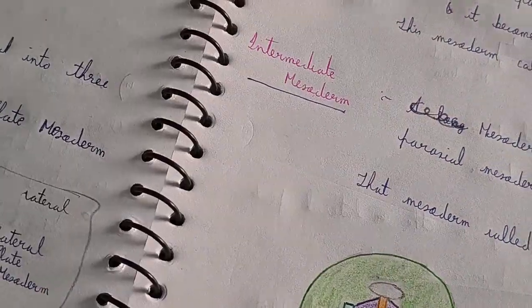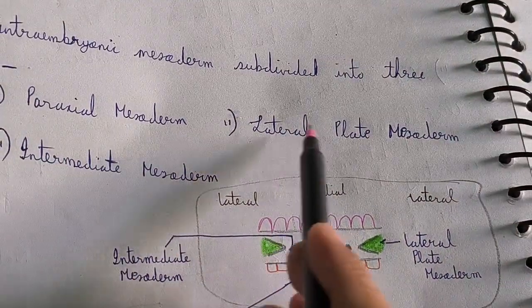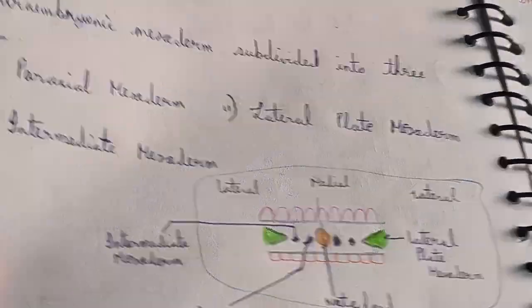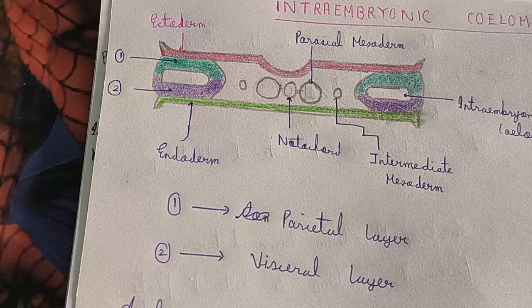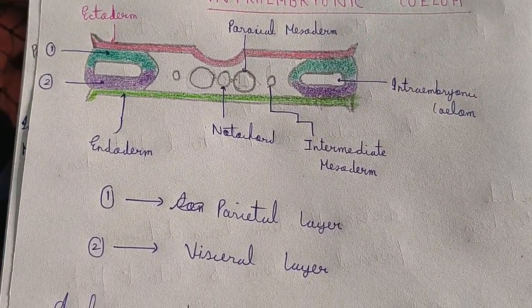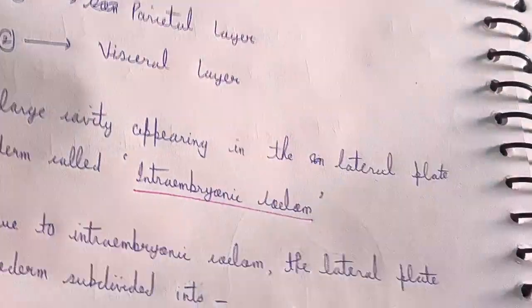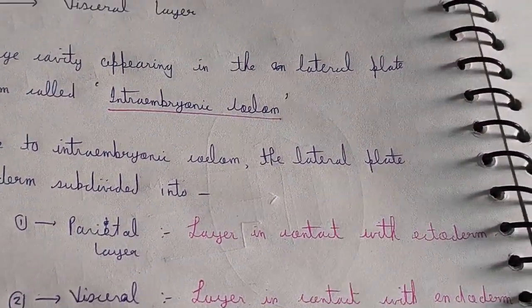Next we studied the subdivisions of the intraembryonic mesoderm, basically paraxial mesoderm, lateral plate mesoderm, and intermediate mesoderm. And then we studied the intraembryonic coelom, and how this intraembryonic coelom divides the lateral plate mesoderm into two layers, the parietal layer and visceral layer, and their definitions. That's all about it. Thank you.